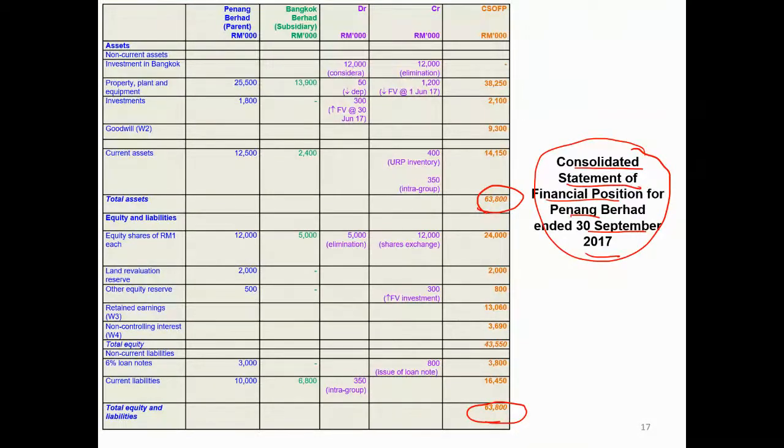Okay, no, impairment in the investment in subsidiary for the first year, do we have to reserve?